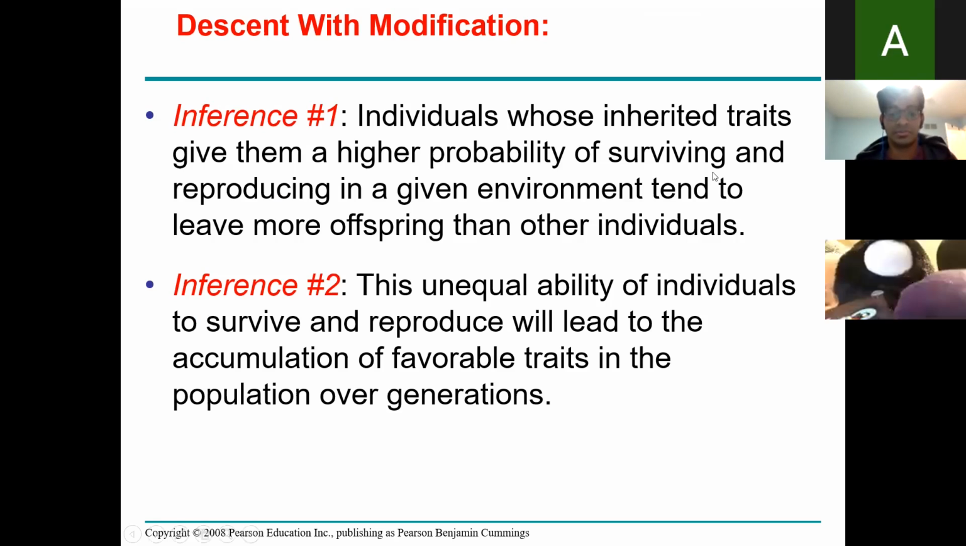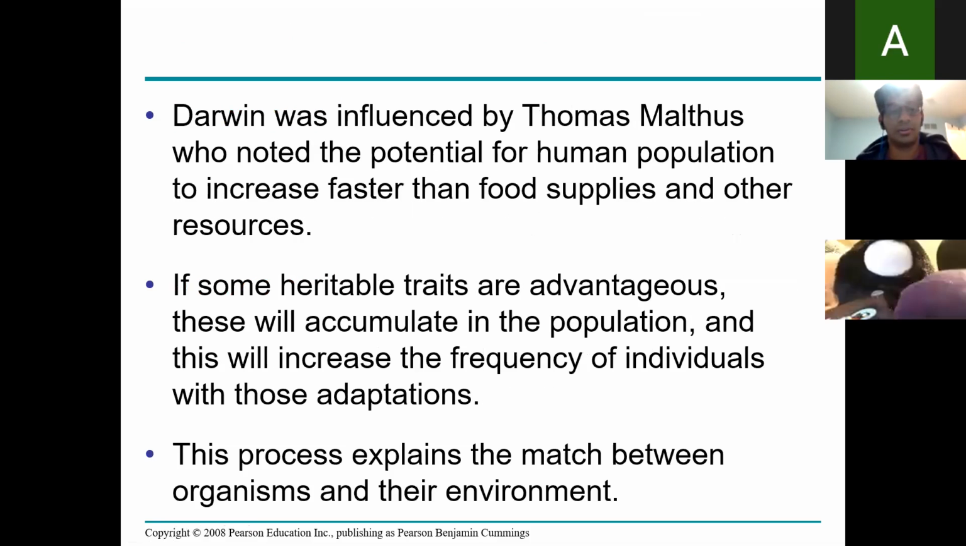And then inference two is that the unequal ability of individuals to survive and reproduce will lead to the accumulation of favorable traits in the population over generations. So over time, if the environment doesn't change and black wings are preferred, then you'll gradually get to almost all black wings in the population.